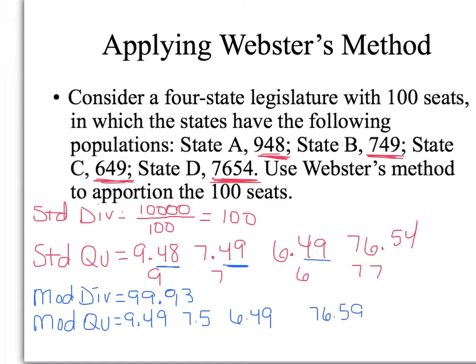76.59. And then when I round those based on 0.5 or above, we have 9, 8, 6, and 77. And that will do it. And that will get our apportionment using Webster's method.